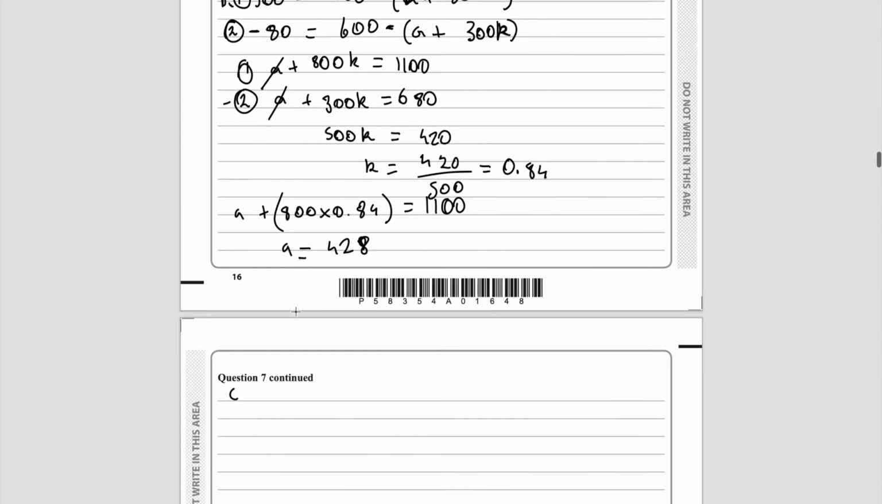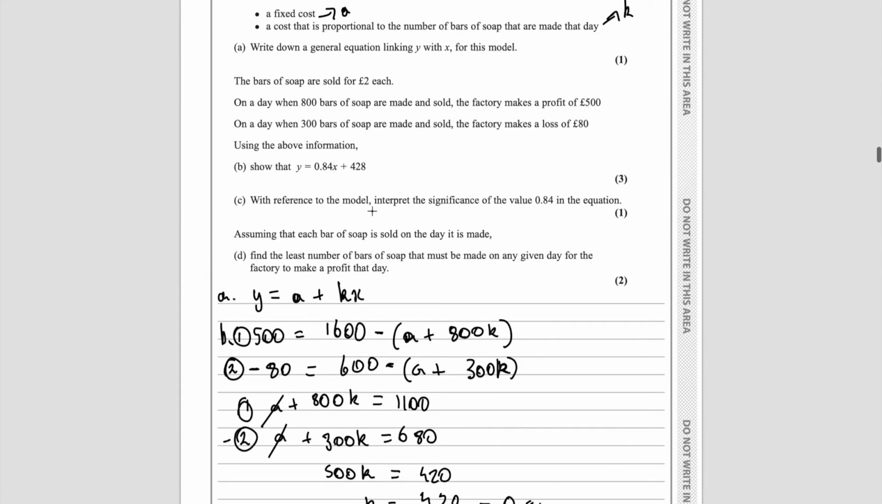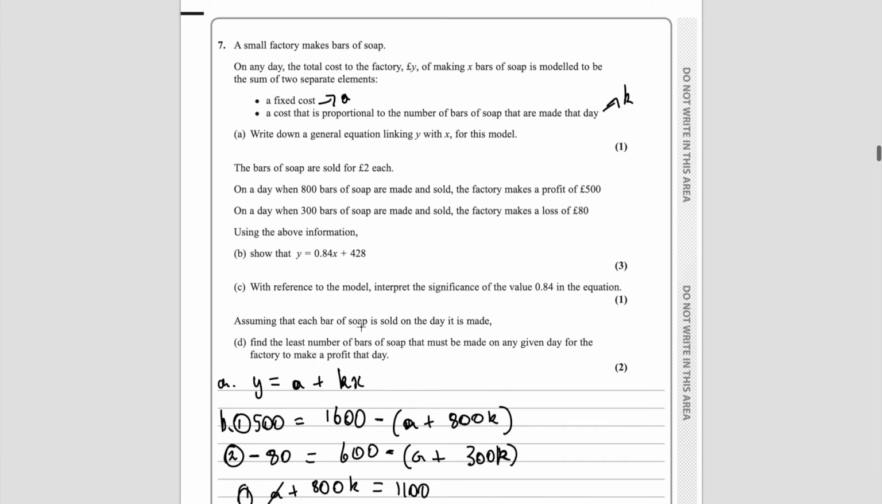For part C, what we're asked to do is, with reference to the model, interpret the significance of the value 0.84 in the equation. 0.84, we likened that to the K that we had initially put forth in part A. And when it came to K, we associated it with a proportional cost to the number of bars of soap that are made that day.